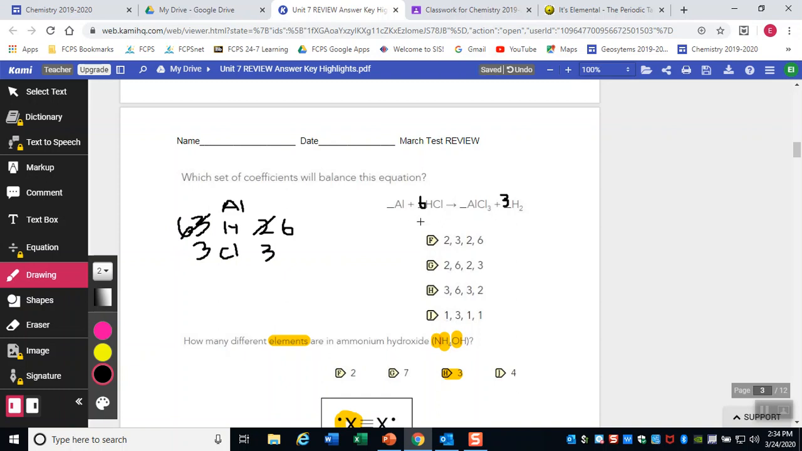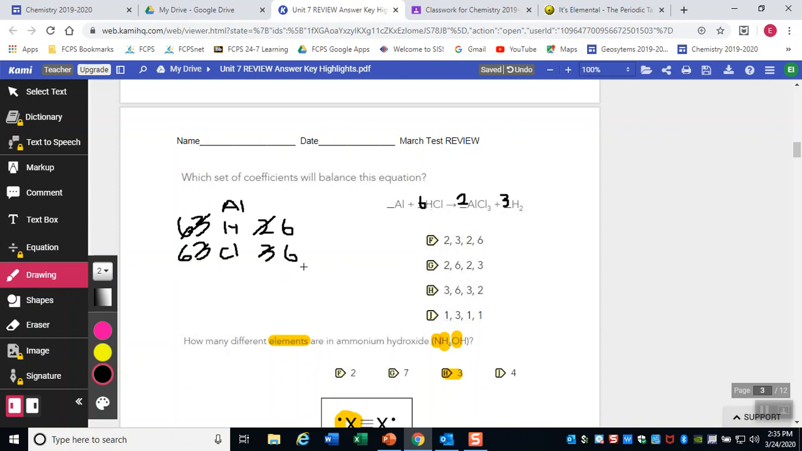So now I have 6 hydrogens, 6 hydrogens here. But now over here I have 6 chlorines, right? So I need to have 6 chlorines over here. So I'm going to erase this. I have 6 here. Over here I had 3. So 3 times 2, right, would give me 6. So I'm going to put a 2 in front. 2 times 3, that gives me 6 chlorines. And then I have 6 chlorines over here.